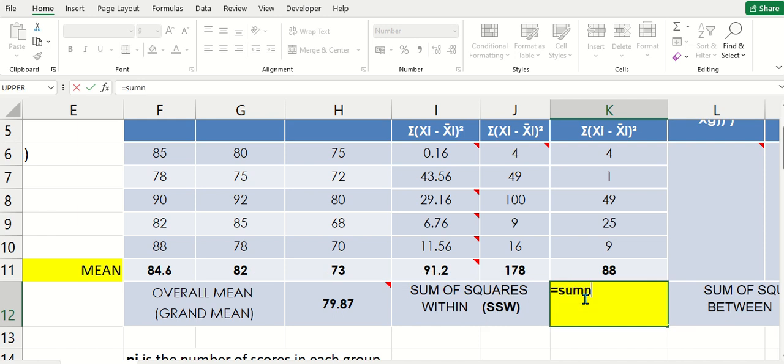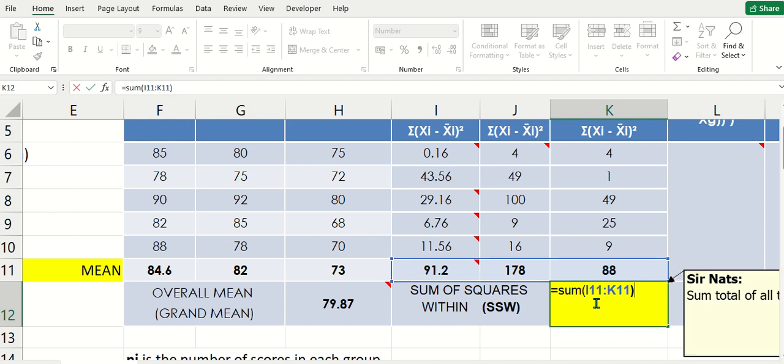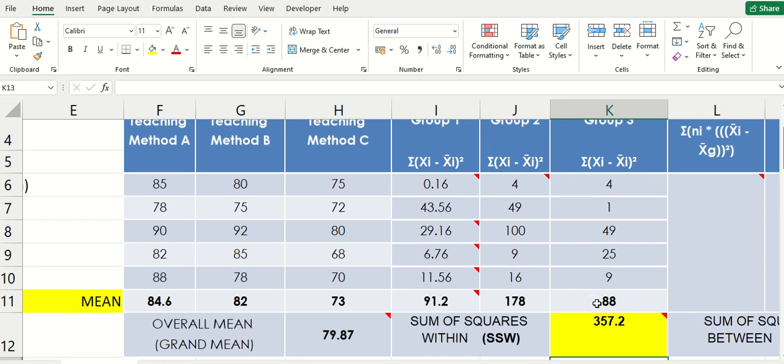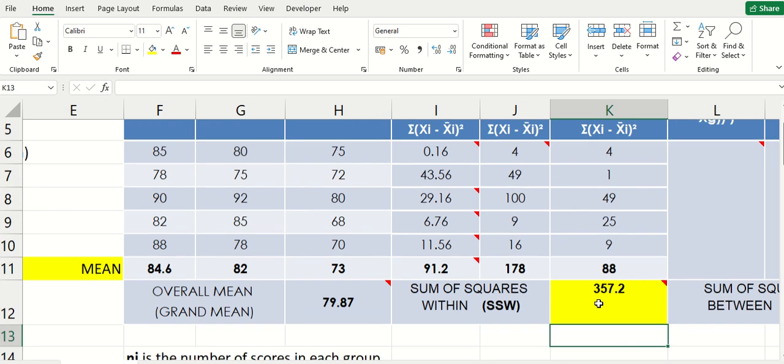So add this together. You can just manually do it. Like 91 plus 178 plus 88. You will have 357.2. Okay, so we're done now.